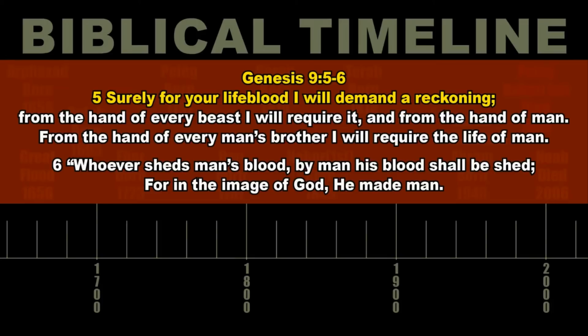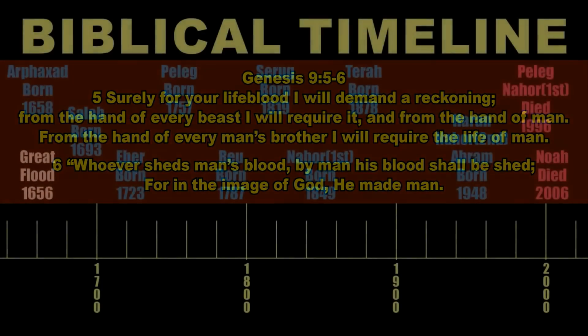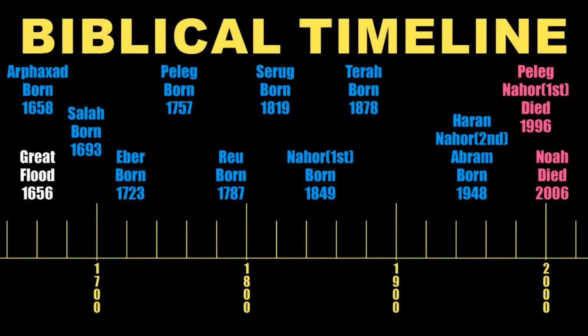"Surely for your lifeblood I will demand a reckoning. From the hand of every beast I will require it, and from the hand of man. From the hand of every man's brother I will require the life of man. Whoever sheds man's blood, by man his blood shall be shed, for in the image of God he made man." Before the flood, humans were murdering others, so God made it a law that if someone murders another, his own life would be in jeopardy. So when we go back to the timeline, this explains why no one was dying up until the year 1996. They were afraid of the consequence.